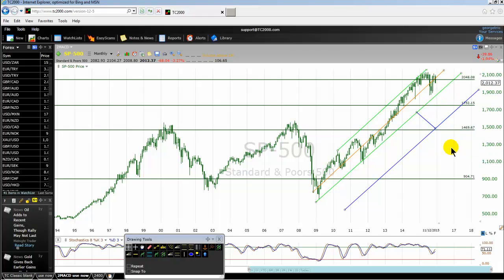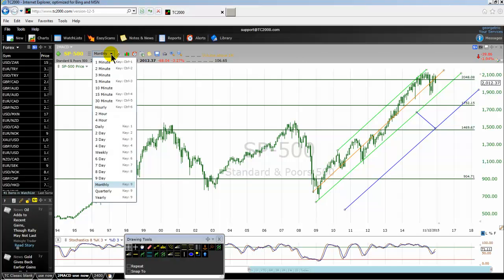When we draw a channel, we want to remember also the median line of the channel. So the market pattern on the monthly chart is bullish. It's bullish, but we don't want to stop on the monthly chart. We want to go now to the daily chart.